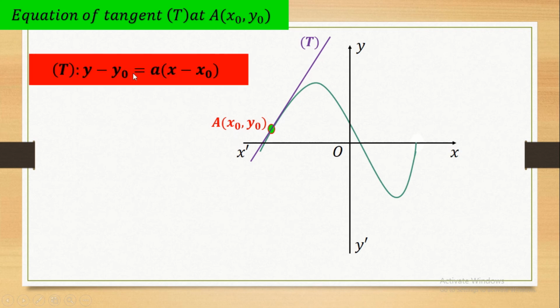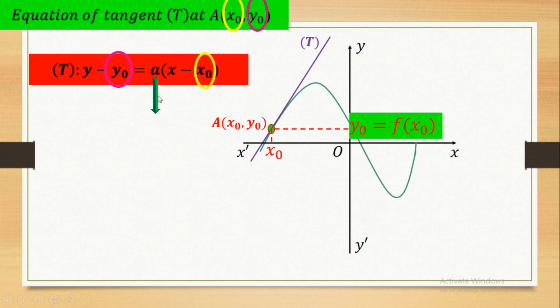Actually, to find this equation, we have y minus y0 equals a into x minus x0, where x0 is the abscissa of A and y0 is the ordinate of A, while the slope of this tangent is equal to the derivative f prime of x0. Note that also y0, if it's not given, we can find it using y0 equals f of x0.